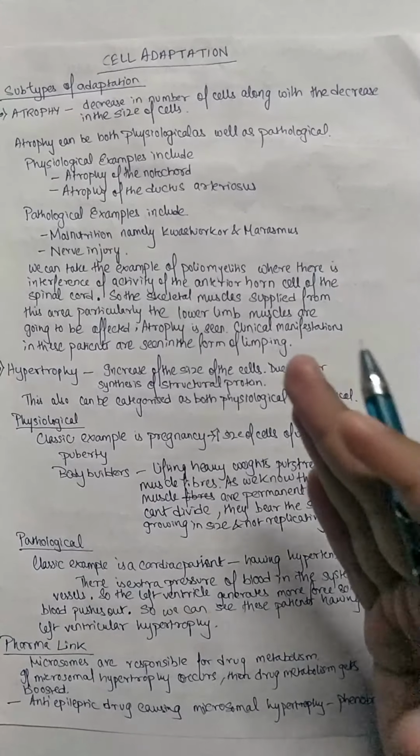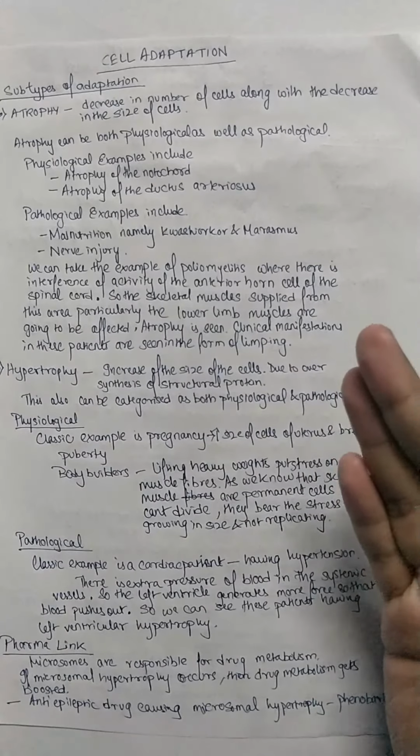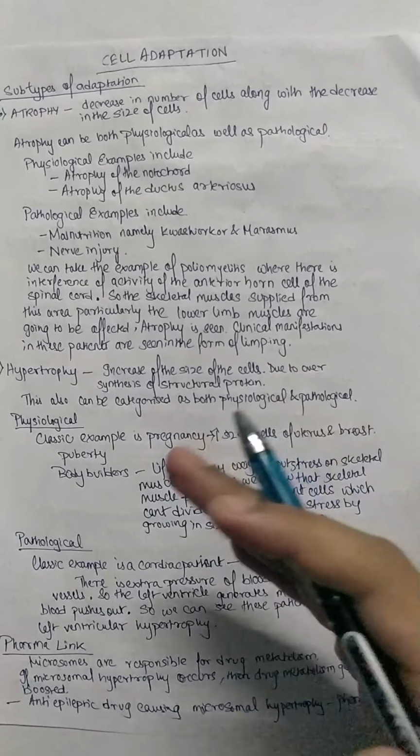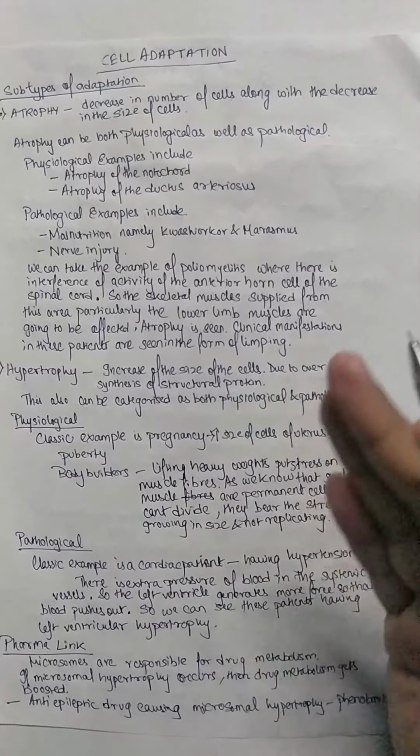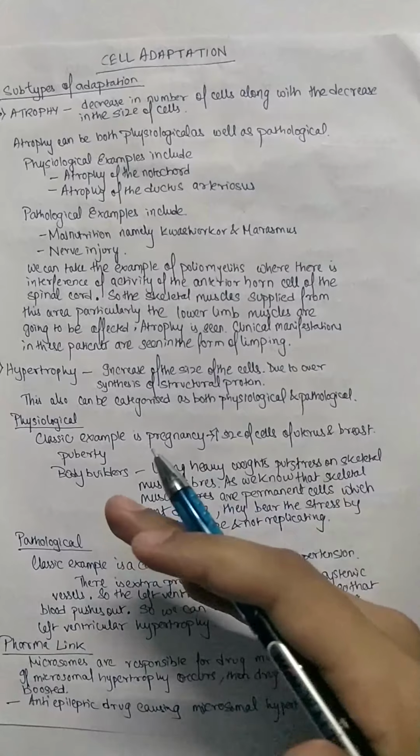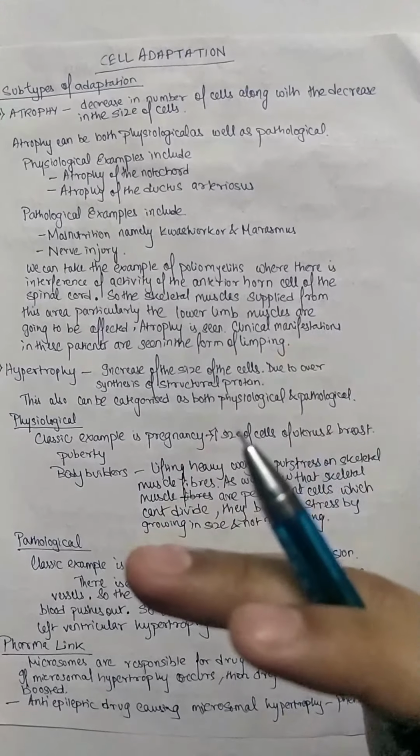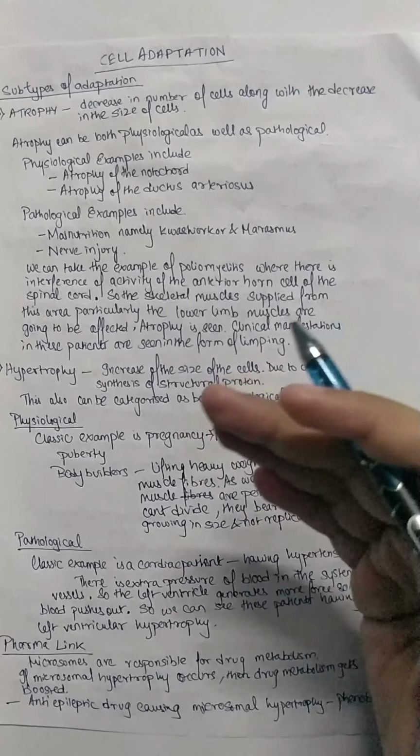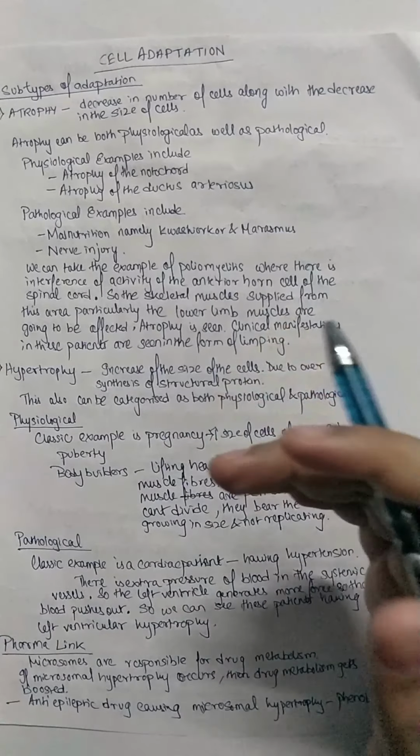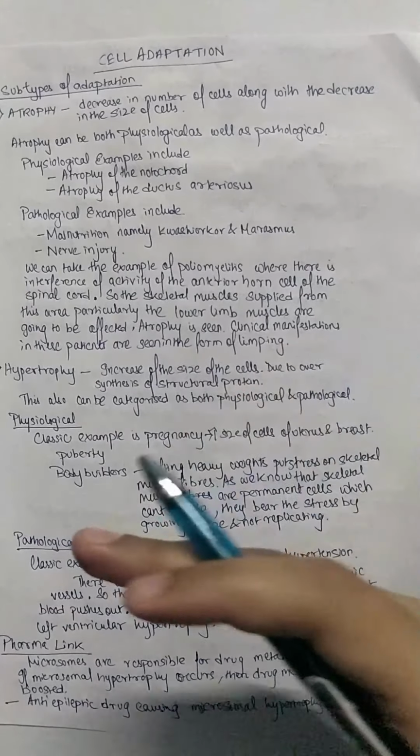Now, as we know, the skeletal muscle fibers are permanent cells, right, which can't divide. So they have to bear the stress by some way or the other, so they adapt and they grow in size and not replicating. So this adaptation is the physiological hypertrophy. So moving on to pathological hypertrophy, the classic example will be of a cardiac patient, particularly having hypertension. So in the case of hypertension, we know that there is extra pressure of blood in the systemic vessels, right?